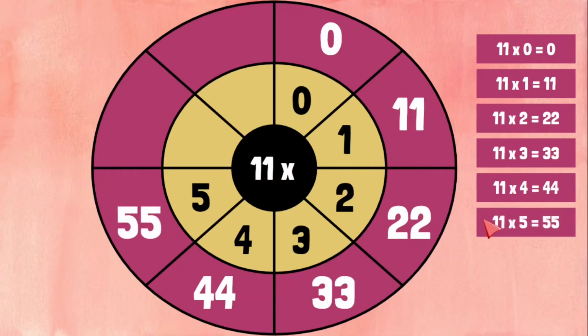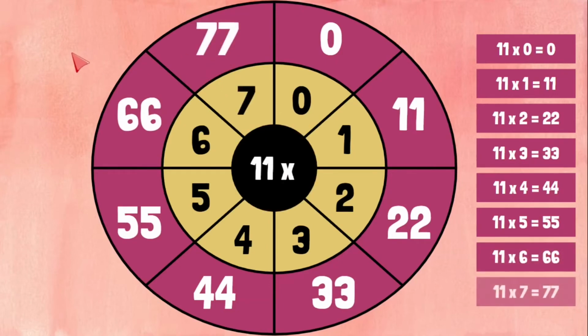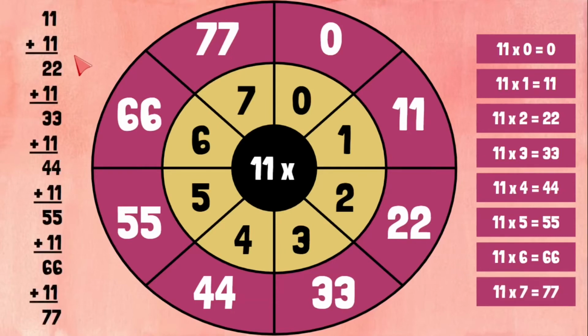Now we can notice a pattern. 11 times 6 would have to be 66. So 11 times 7, we know that would be 77. Each time we are adding 11. You notice here 11 plus 11 is 22, plus 11 makes 33, plus 11 more gives us 44, plus 11 is 55. Plus 11 gives us 66, and if we add another 11, we get 77.